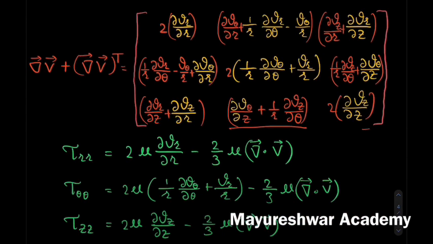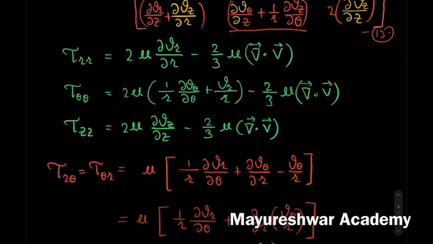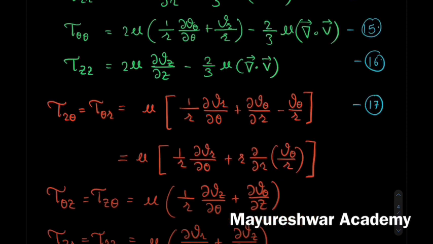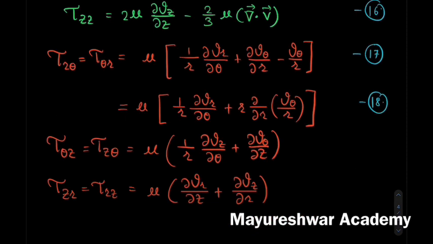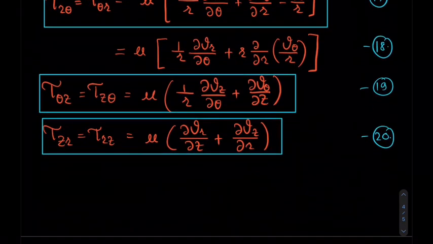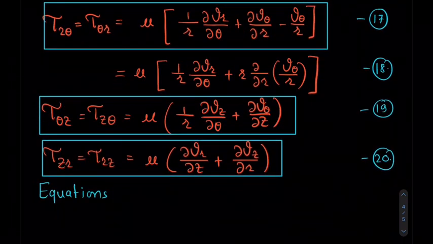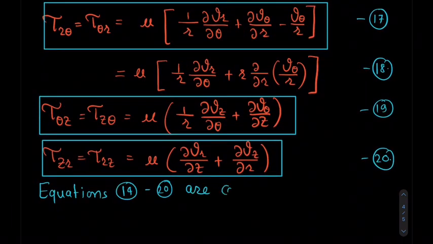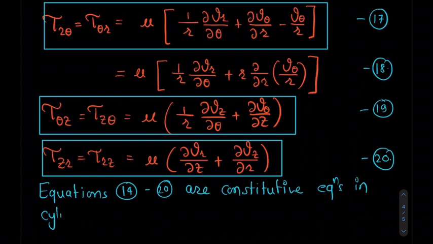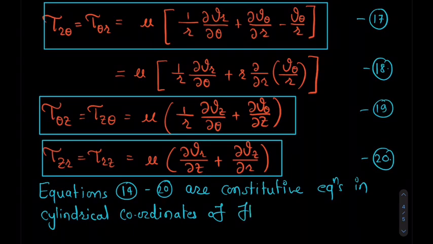So let us number the equations 12, 13, and let it be 14, 15, 16, 17, let it be 18, then this is 19 and 20. These equations, let us highlight them, equations 14 to 20, are the constitutive equations in cylindrical coordinates of fluids. Thank you.